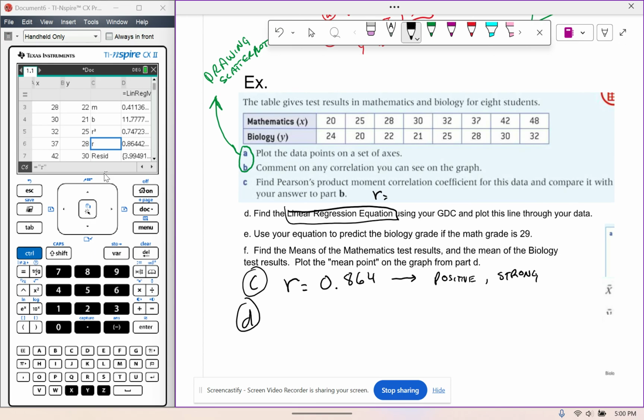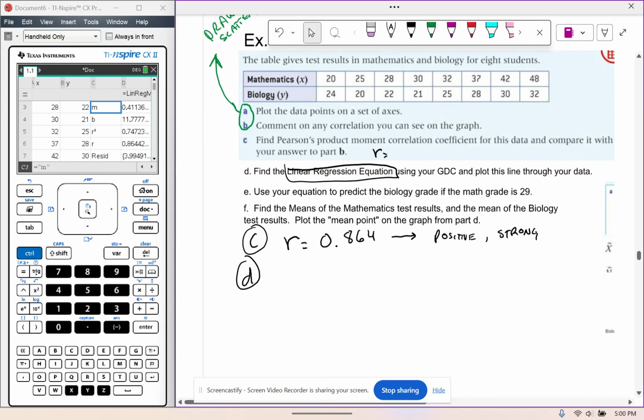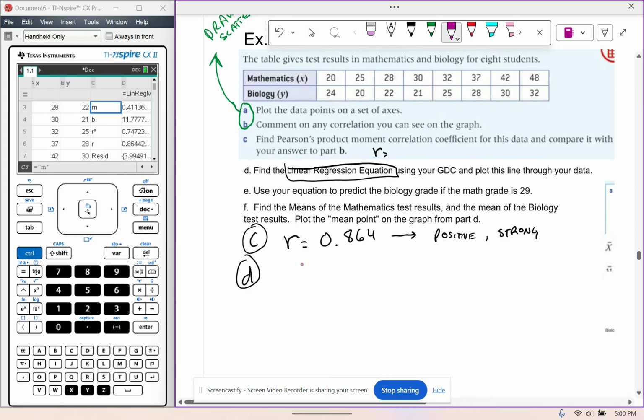For letter D, I want to point this out. I always write this down. This is me. I recommend it, but you don't have to. First off, let's go back. We're looking for a linear regression equation. Well, what is a linear equation? You should all know this by now. You're high schoolers. y equals mx plus b. Notice my TI-Nspire gives me my m value and my b value. My m equals 0.411 with 3 sig figs, and my b equals 11.77. If we're using 3 sig figs, that would be 11.8.